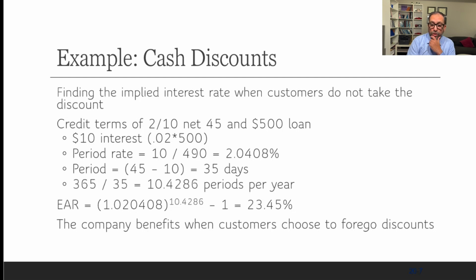So it's a huge interest rate. The company benefits when the customer chooses to forgo the discount, because the discount we are offering has a huge annual rate. The effective annual rate is 23.4%. So the company gets a benefit when the customer chooses to forgo the discount and avail the credit for 45 days instead of making payment earlier.